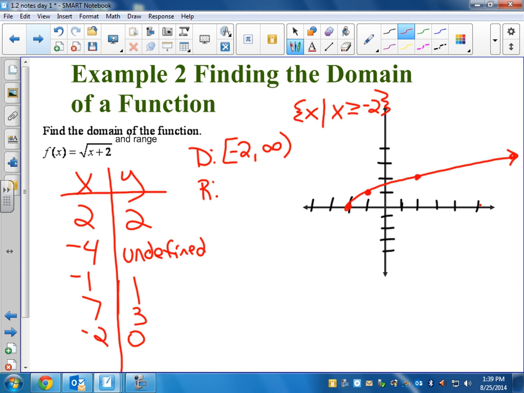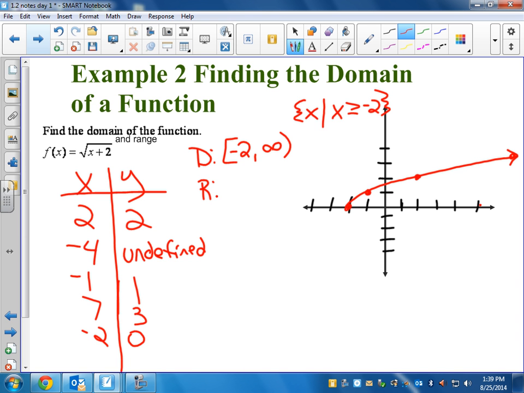Do you see how maybe you could have gotten that answer without having to graph that? Because look at this equation and tell me, what's the smallest number I can plug in there without getting an imaginary number? Negative 2. So you don't have to graph to find domain, but it's a nice way if you want to make sure that you can make a graph.